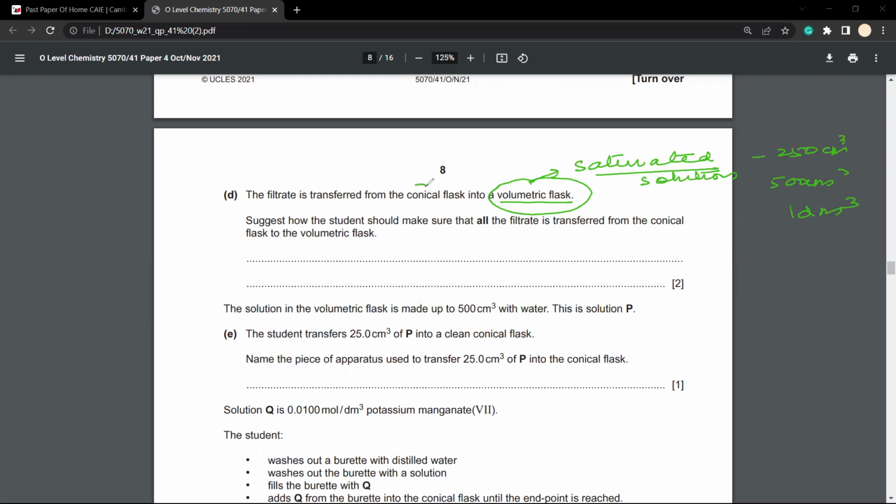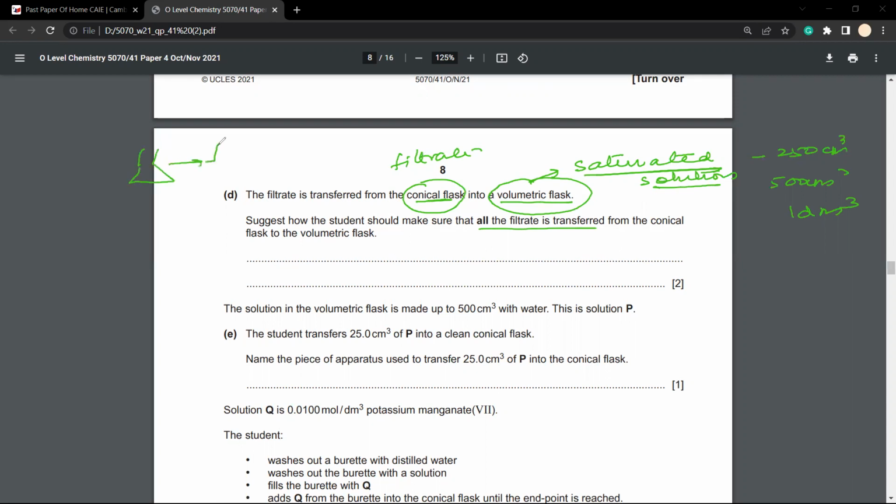So all these saturated solutions are made in the volumetric flask. So whatever the filtrate you had in the conical flask, you're going to transfer that into the volumetric flask in order to make the saturated solution. Now suggest how the student should make sure that all the filtrate is transferred from the conical flask to the volumetric flask. So what you will be doing in this scenario, wash the contents. How will you do it? It's a 2-mark question.